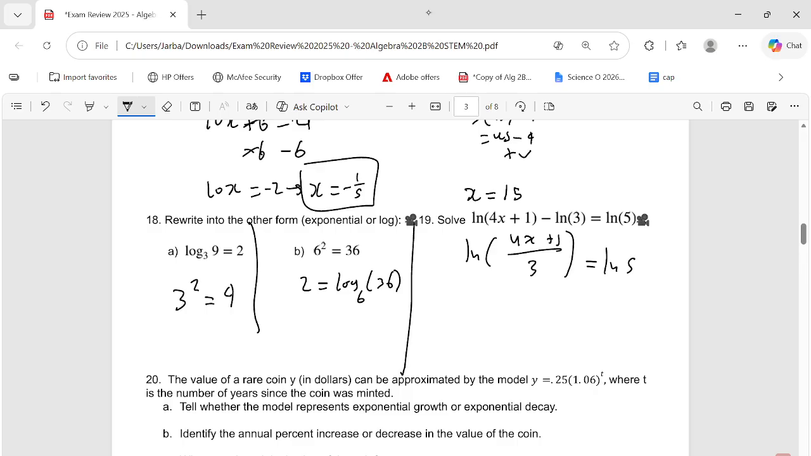So we have natural log on both sides, so we can cancel that natural log out. We're left with 4x plus 1 over 3 equals 5. If I multiply 3 by both sides, I get 4x plus 1 equals 15. If I subtract 1 from both sides, I get 4x equals 14. If I divide both sides by 4, I get x equals 7 over 2. Okay, let's just do a quick check.